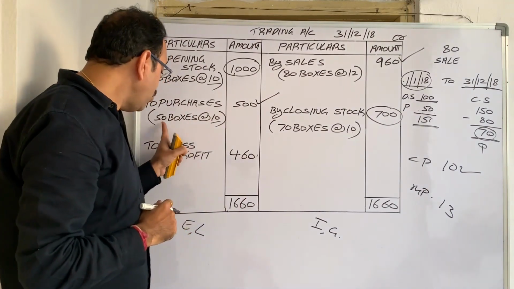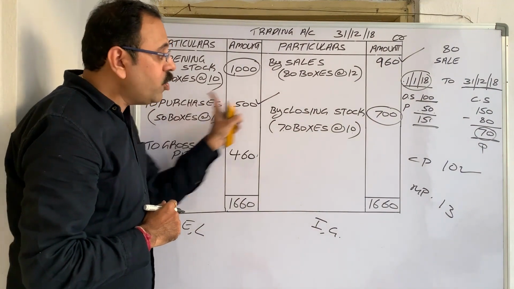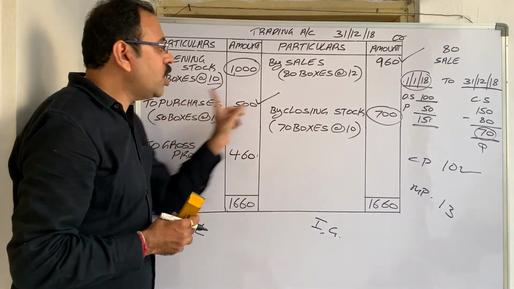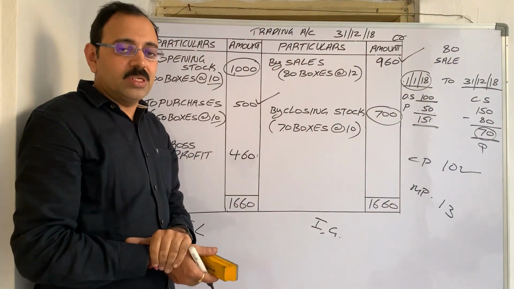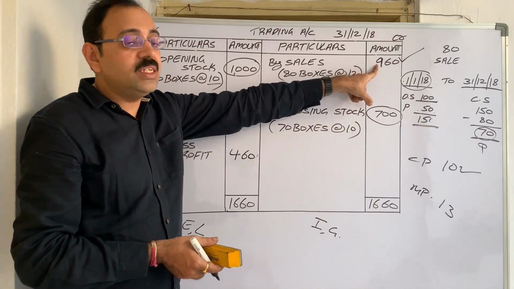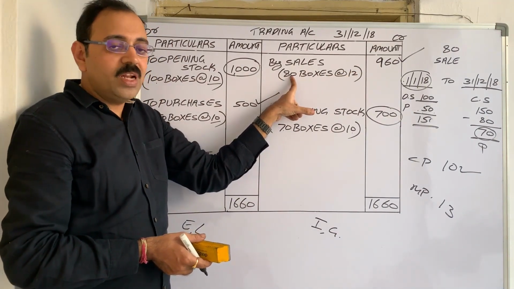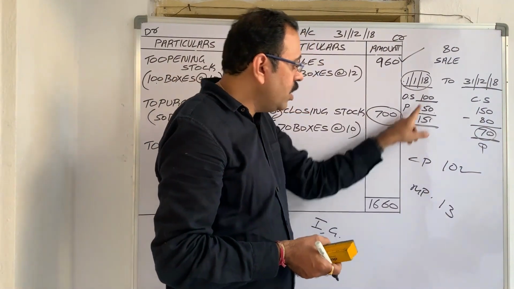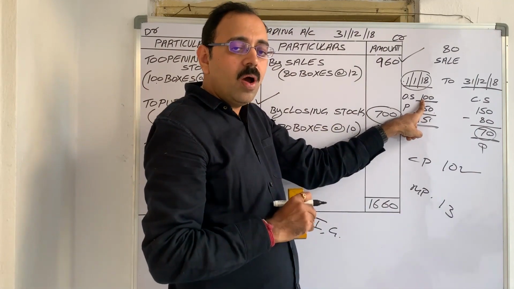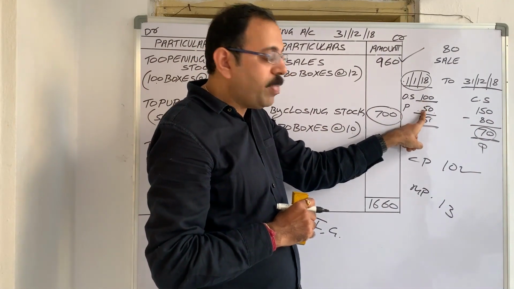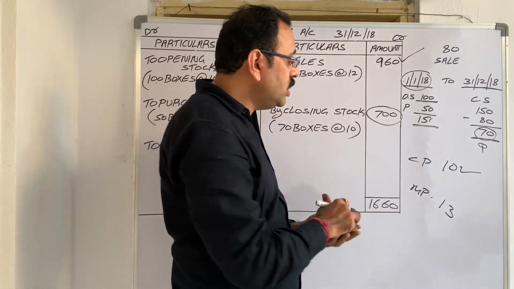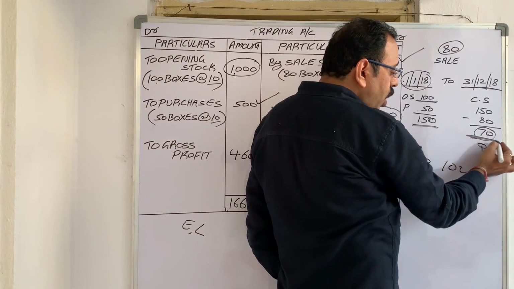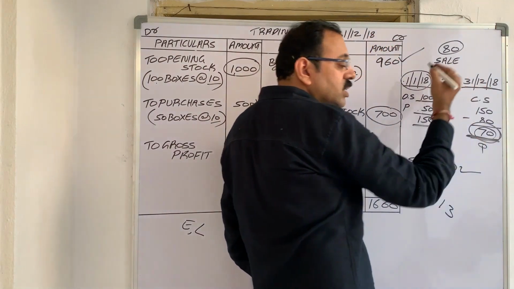What is that? If you have only 50 boxes with you, how can you sell 80 boxes? Then the meaning is 50 boxes are sold for 960 rupees. But how many boxes are sold for 960? 80 boxes, no? Clear? And physically if you observe, with you how many boxes are there? 100. Already we have on the opening date, and again we purchased 50. So 150 boxes. Out of this 150, 80 boxes we sold. And physically if you observe, in your godown 70 boxes are there.